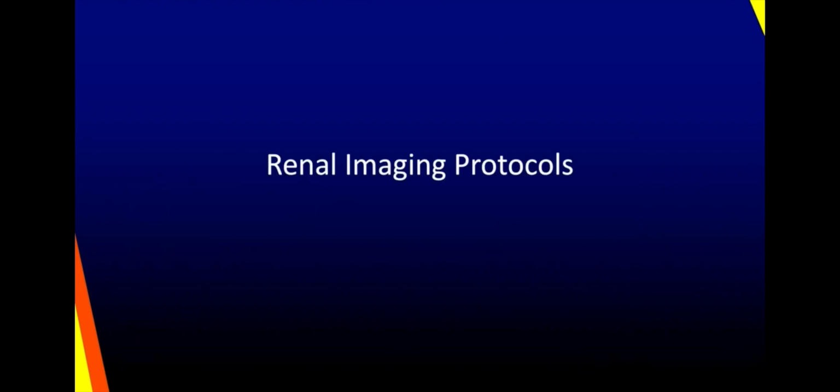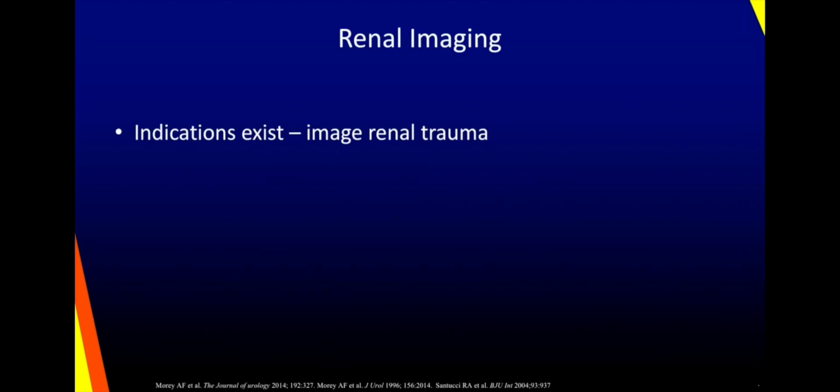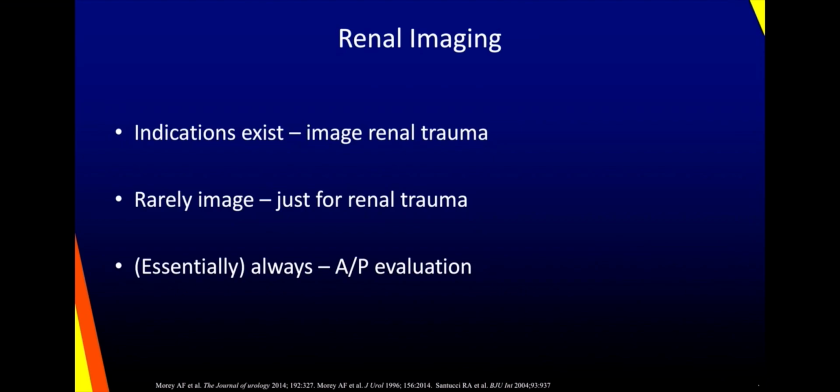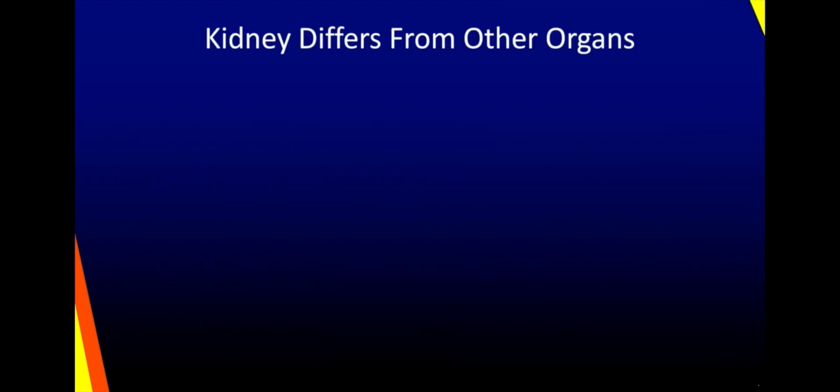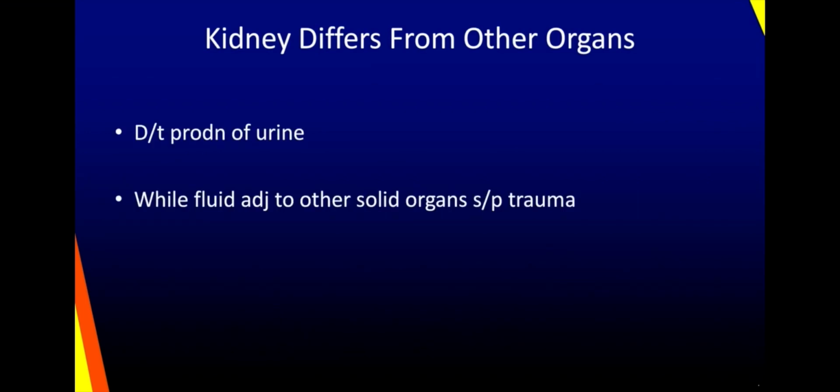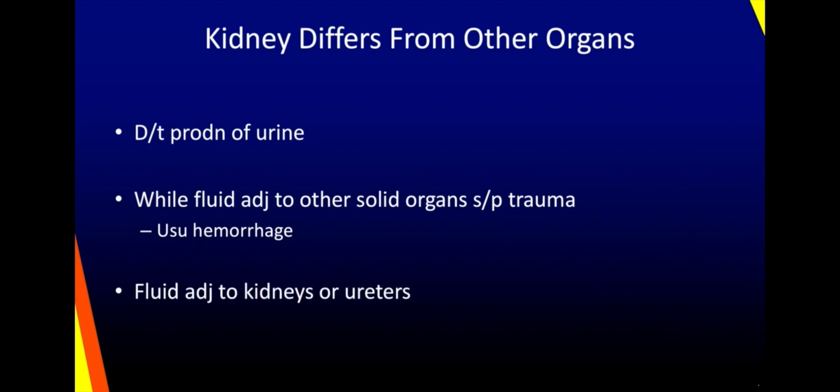Now, this example helps us understand our renal imaging protocols. While indications exist for when to image renal trauma, we rarely image a patient just for renal trauma, and we essentially always do this as part of an evaluation of their abdomen and pelvis. So we won't spend time on the indications, although there are some references below. The kidney differs from other organs due to production of urine. And so while fluid adjacent to other solid organs following trauma could be, and is usually, hemorrhage, fluid adjacent to the kidneys or ureters is hemorrhage, urine, or both.